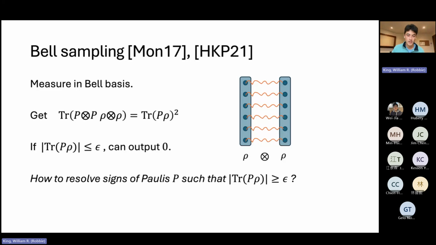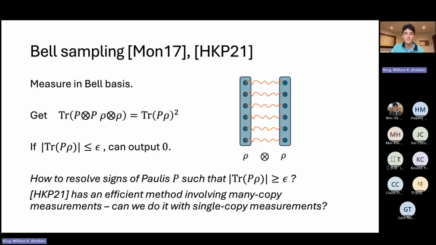So what's left to do is to resolve the signs of the Paulis which have large expectation value, and then we will complete the task. That is the topic of the rest of the talk: how to resolve these signs. But this is the key step that lets you get around these single copy measurements. And of course, it's not our idea. It's been around for a long time. So the rest of the talk will be about how we resolve these signs and then complete the task for various sets of Paulis.